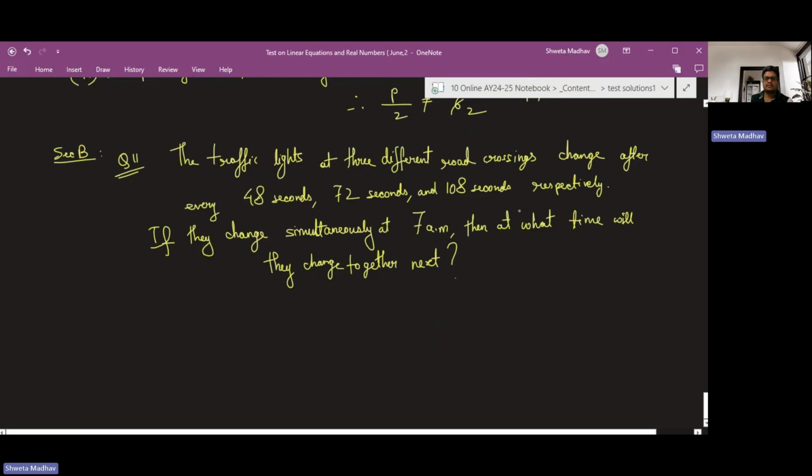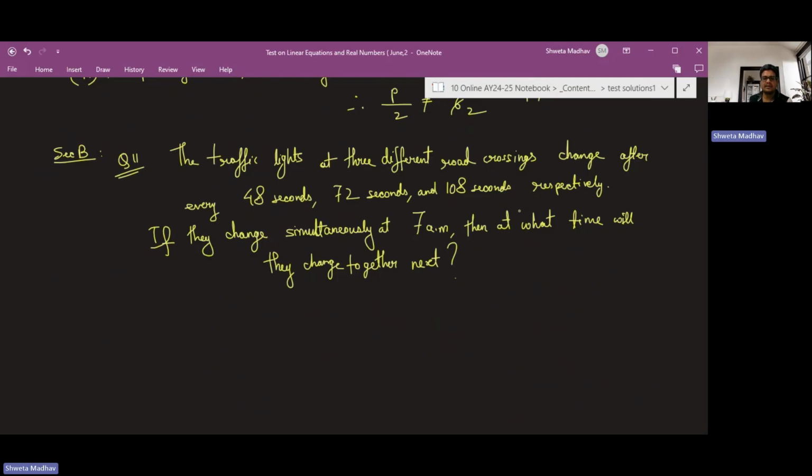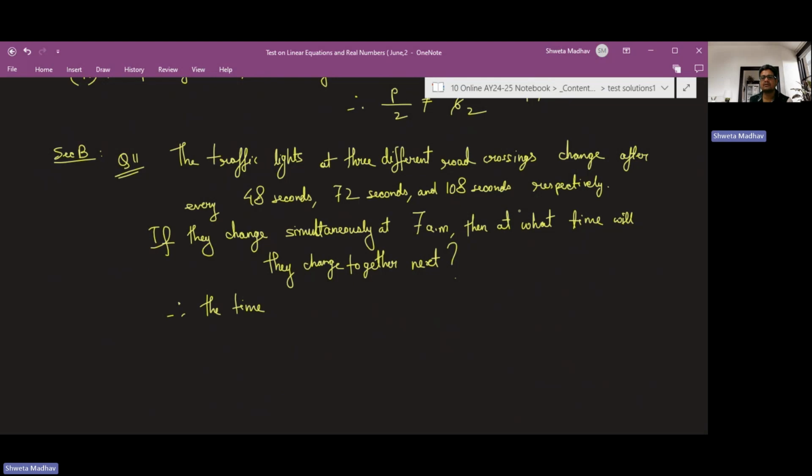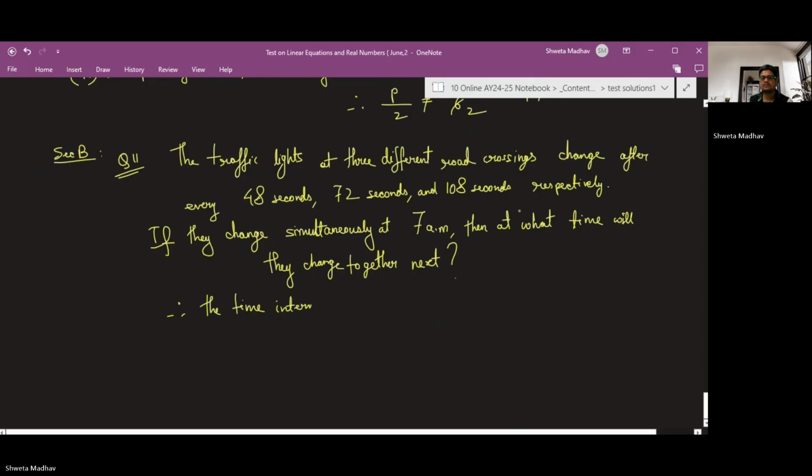So hence the time interval, therefore I can say that the time interval after 7 a.m. at which they will change again together next. The time interval after 7 a.m. when they will change together.